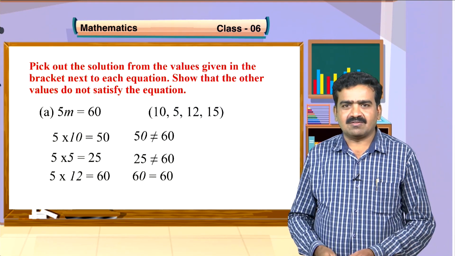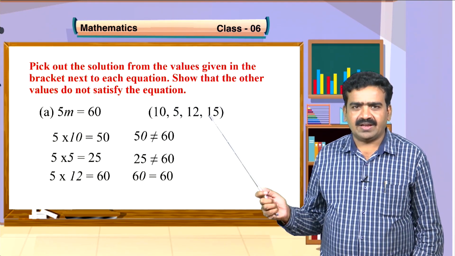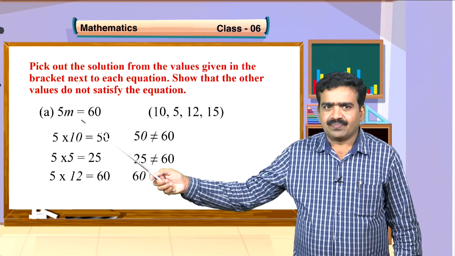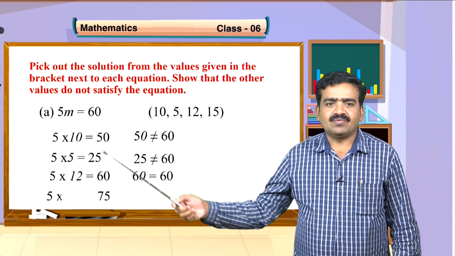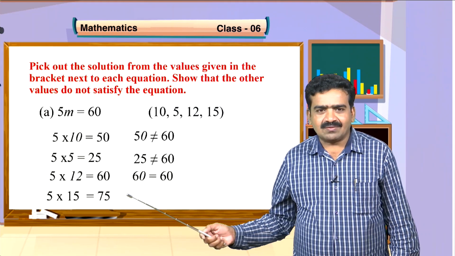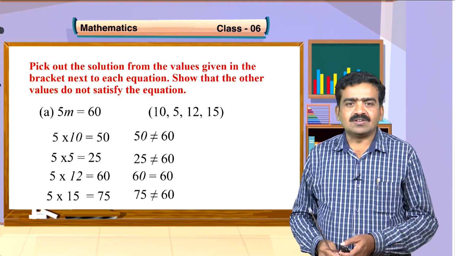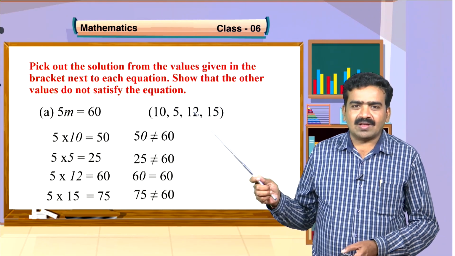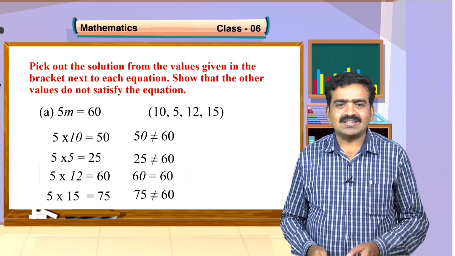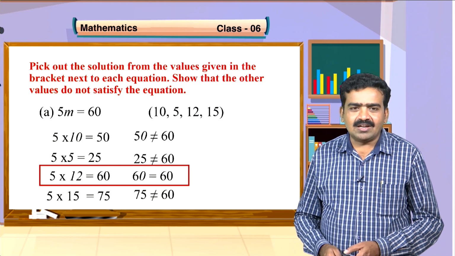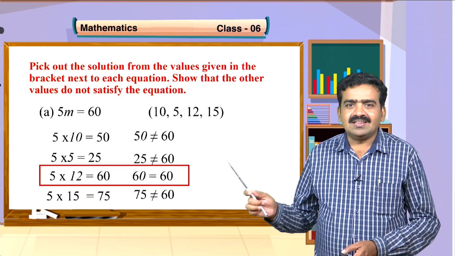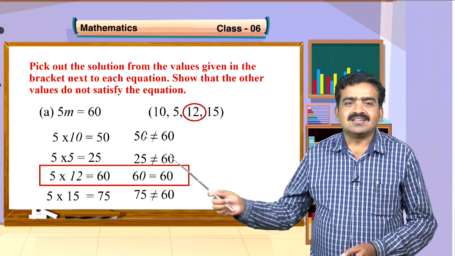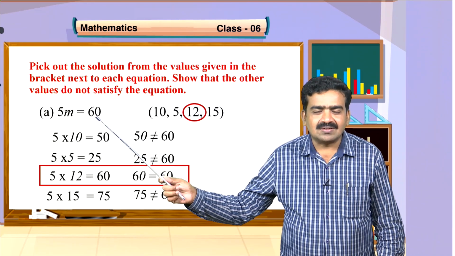Let us test one more value, m is equal to 15. When we substitute 15 in case of m, we will get 15 times 5 is 75 in LHS. Therefore, 75 is not equal to 60. Here only one value satisfies the equation, that is 12 into 5 is equal to 60.